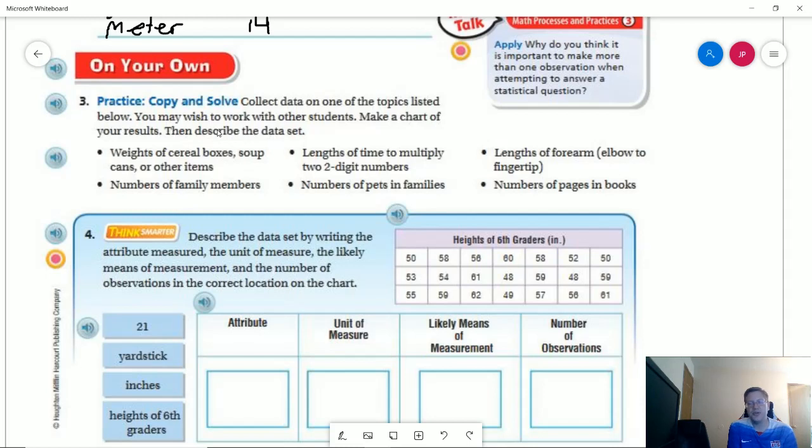And you guys can pull resources. So if people decide that they want to do the weight of objects that you might find in a kitchen, and some of you have soup cans, some of you have boxes of cereal or other things, and have the ability to measure those for the weight.